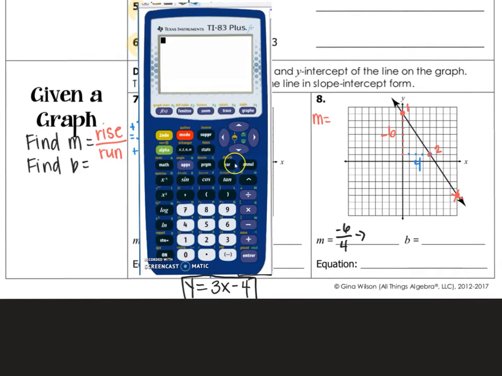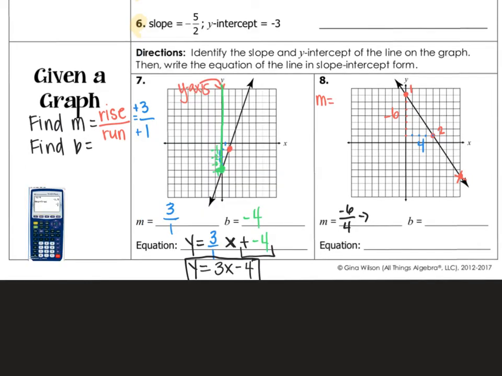Okay, so we're going to need to reduce this fraction. So let's go to our graphing calculator. We're going to type in -6 divided by 4, and we're going to have the graphing calculator reduce it for us. So hit enter, and then we'll go to math, and then enter, enter. So this will reduce to -3 over 2. So that's my m.